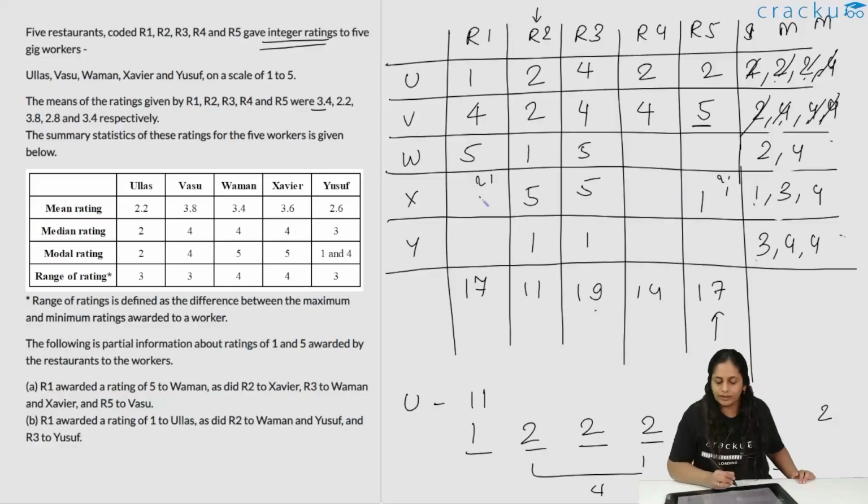So 1 cannot be in this cell. The only cell where 1 can be is this particular cell. So I can remove this and say that 1 cannot be in this column, because the sum of 17 cannot be achieved if I put 1 in either of these two cells. So 1 will have to be over here, which would mean that 3 and 4 have to be in some order over here. Let's keep that for now.